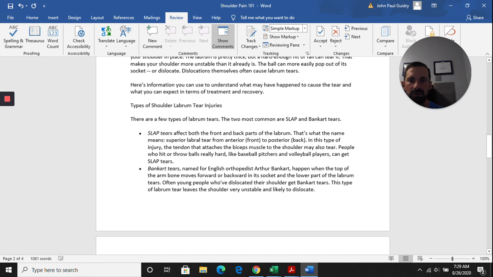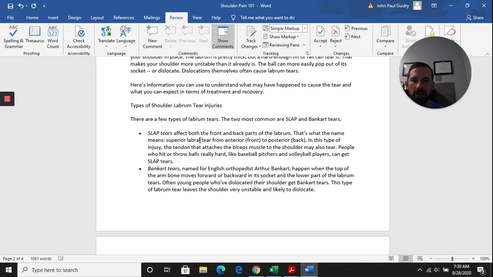So we have a SLAP tear. That is basically where the front and the back of the top of the labrum comes off. This is where the long head bicep tendon that we talked about, which comes in the front of the shoulder, attaches. That can be affected with that. And so overhead stuff, throwing, hitting can lead to this, or just repetitive overhead work. Traumatic injuries can lead to this.